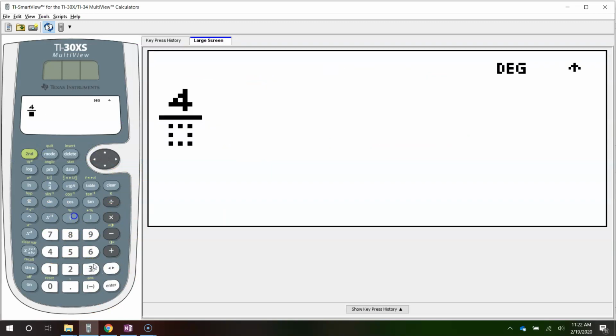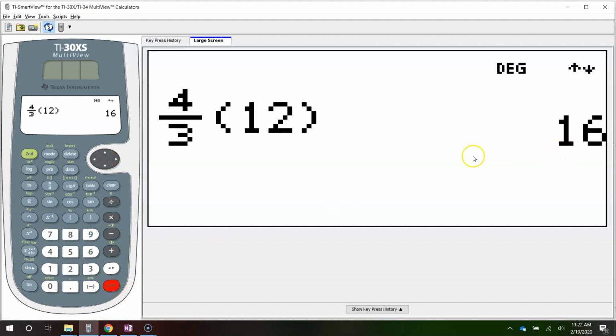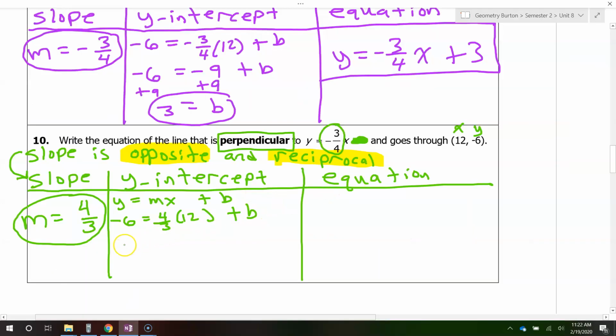4 over 3 times 12. All right, 16. Do what you got to do. So I have negative 6 is equal to 16 plus b. Then I subtract 16 from both sides, and that is negative 22. Okay, and that is the b value.